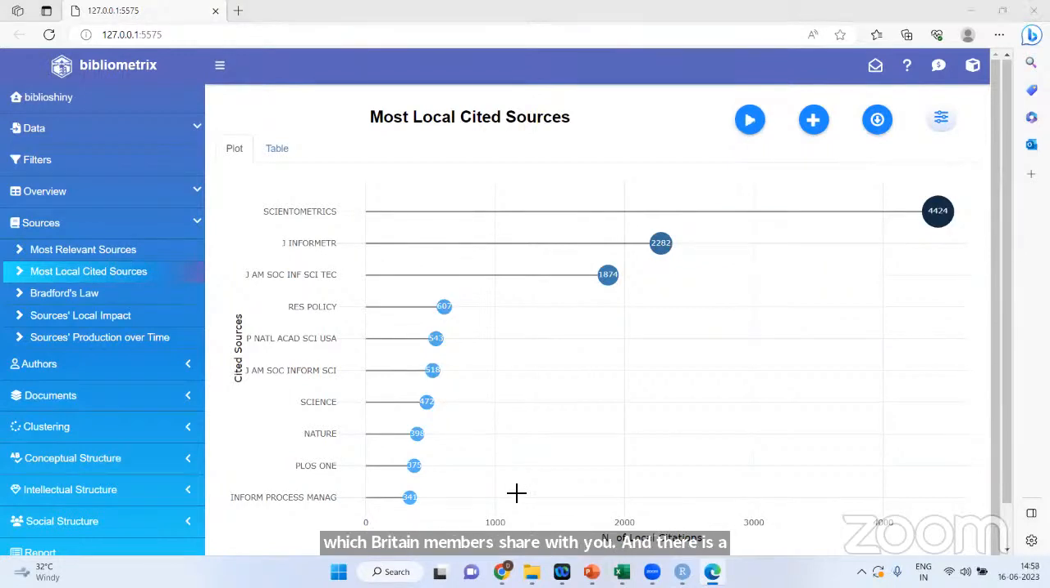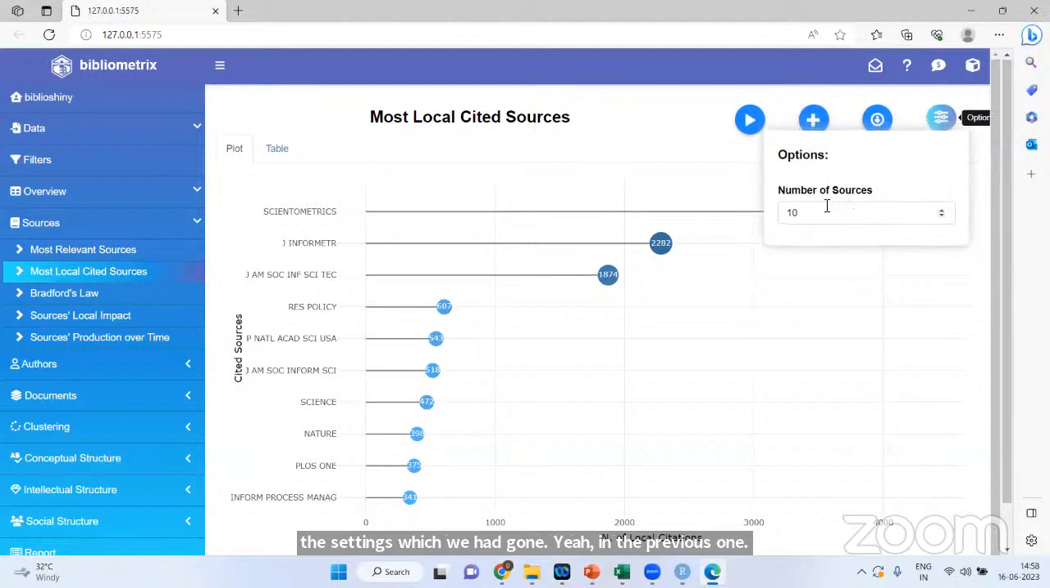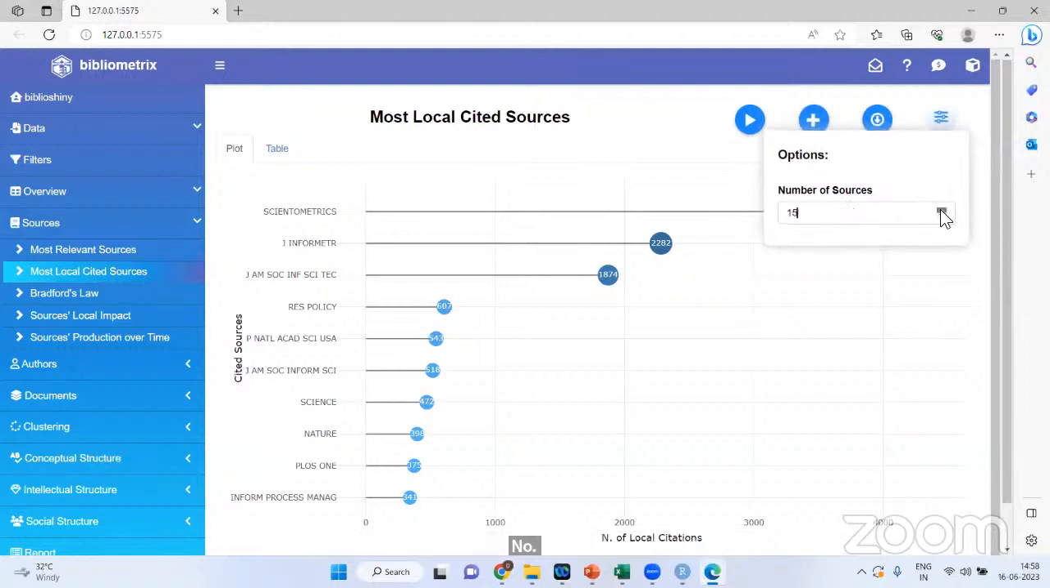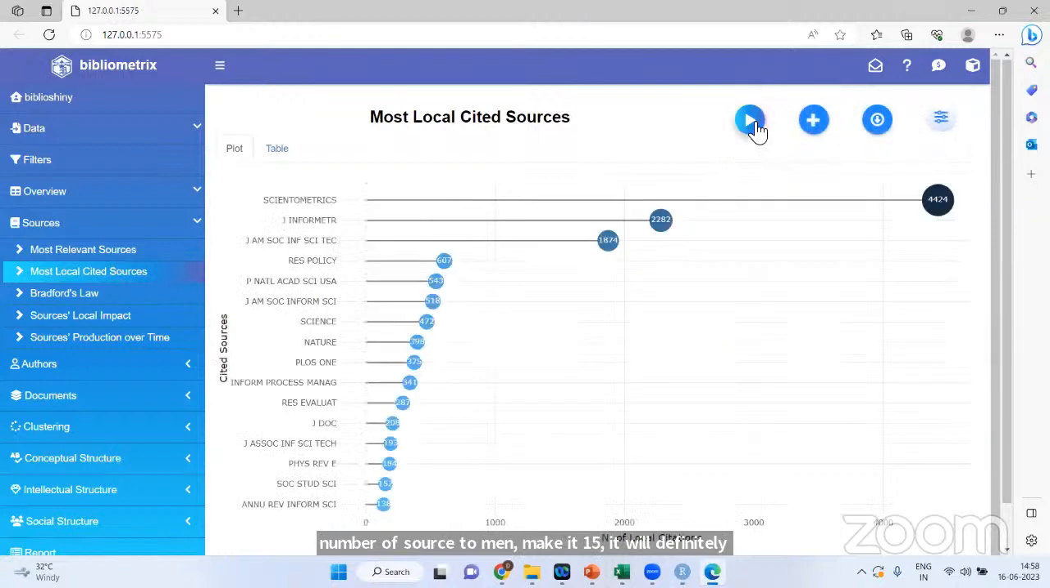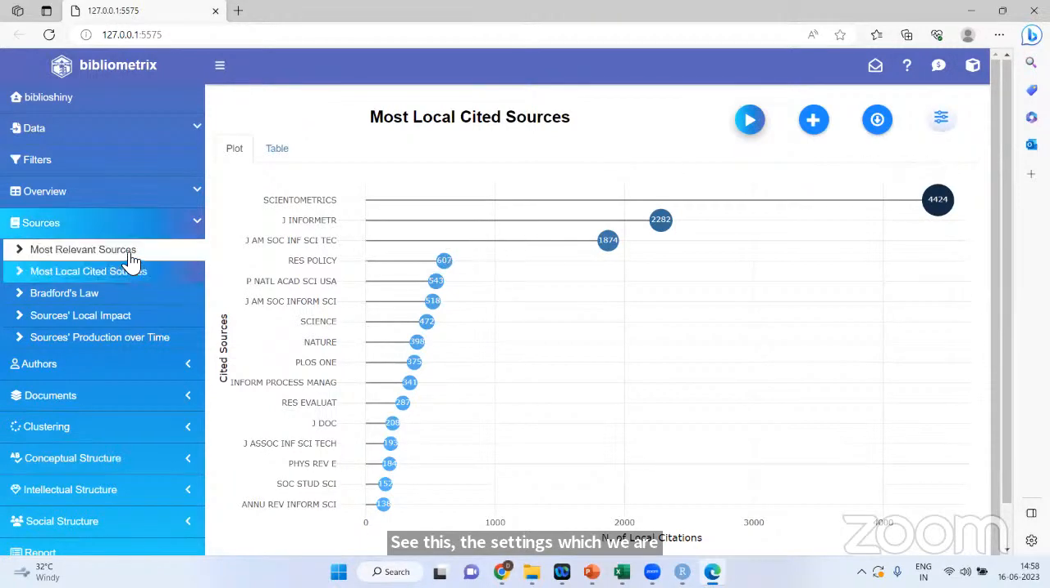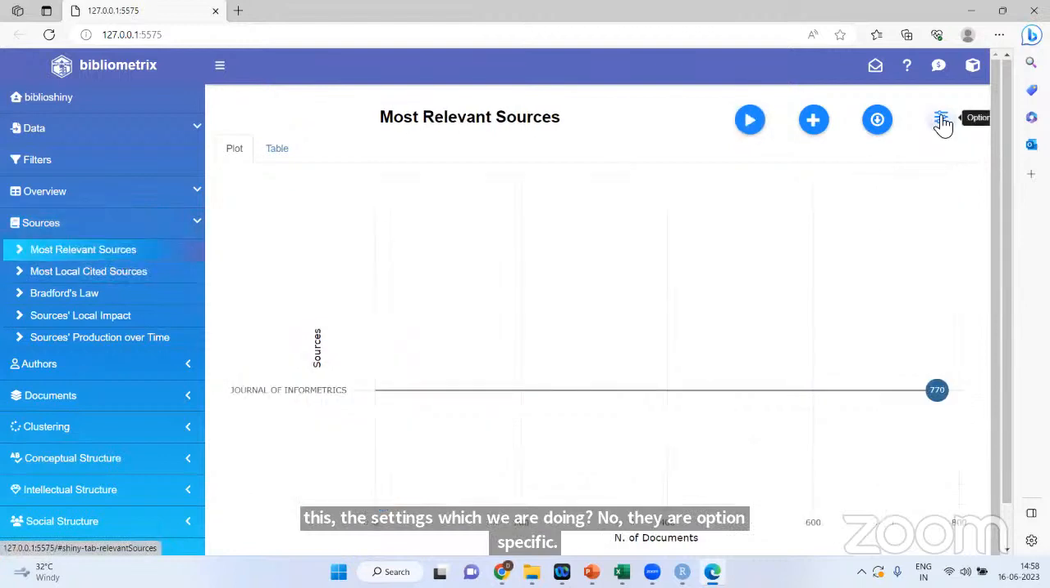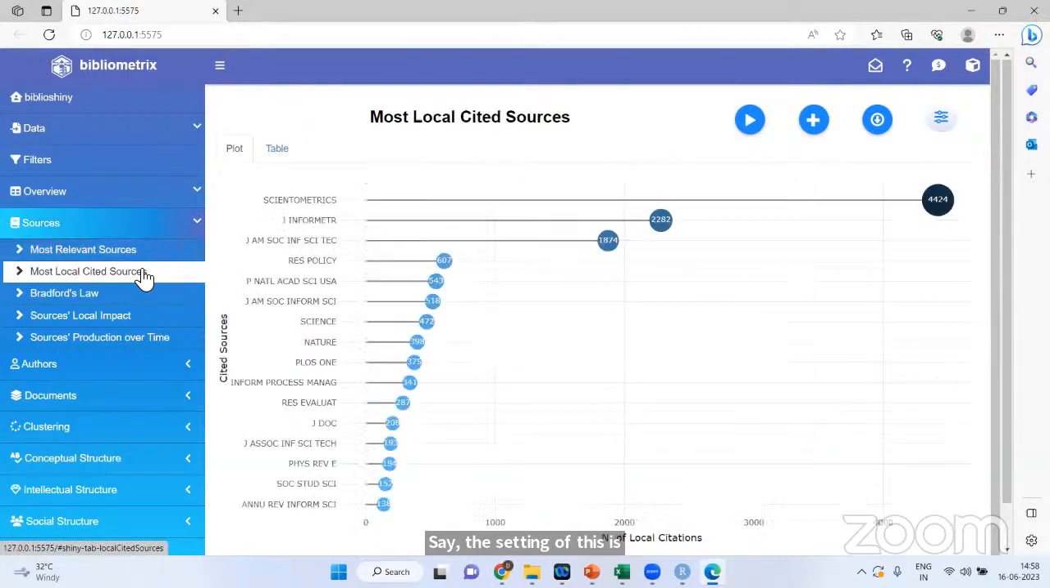Sir, we have selected 10 most relevant journals, but it's showing only one journal. No, the settings which we had done in the previous one are not relevant here. If you increase the number of sources to 15, it will definitely give you 16 top journals. The settings which we are doing are option specific. The setting of this is not applicable to the setting of this, so don't get confused.